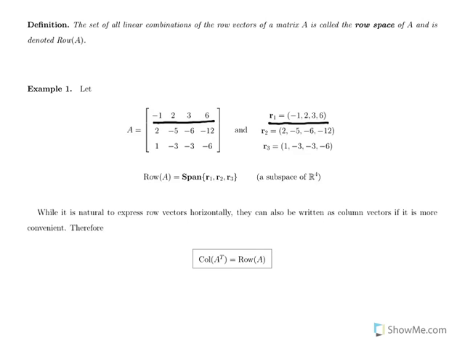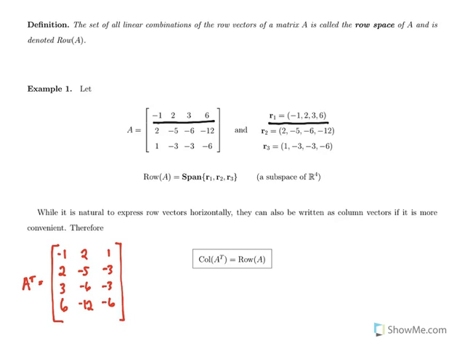Now naturally, we're going to express those vectors horizontally when we're talking about the row space. We can also talk about them as column vectors, and that's the idea that we can instead look at the transpose of the matrix. The transpose of the matrix A is switching all of the rows and columns. This would be -1, 2, 3, 6. That is the first vector in the row space. 2, -5, -6, -12. And then 1, -3, -3, -6.